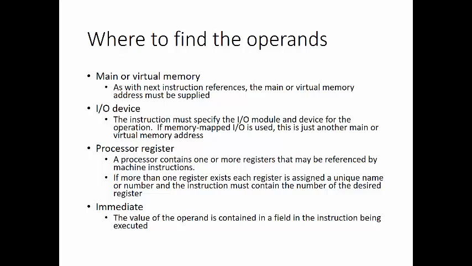They could be found in the processor register or registers, and processors contain one or more registers which may be referenced by the machine instruction. If more than one register exists, then each register is assigned a unique name or number, and the instruction must contain the number of the desired register. Or they could be immediate, in which case the value of the operand is contained in a field in the instruction being executed. And you can typically find both the source and result operands in those four different areas. That is, where do we get the information and what do we do after we make that calculation.